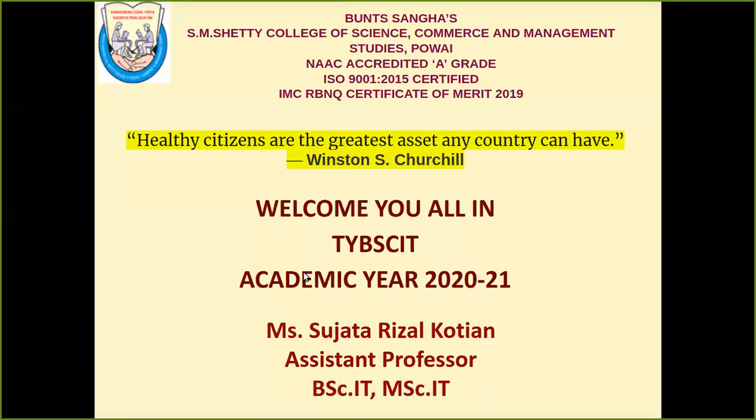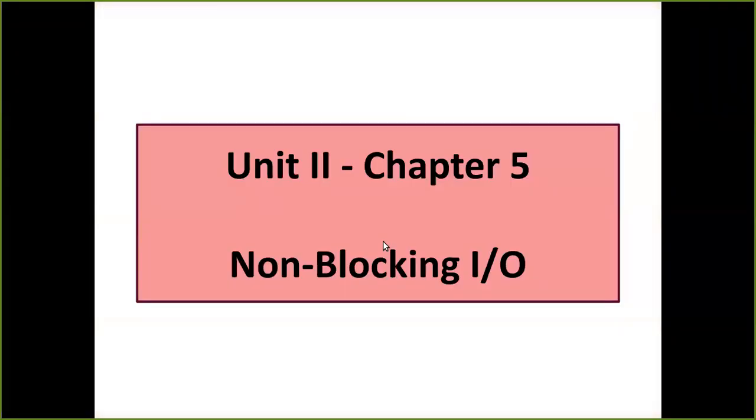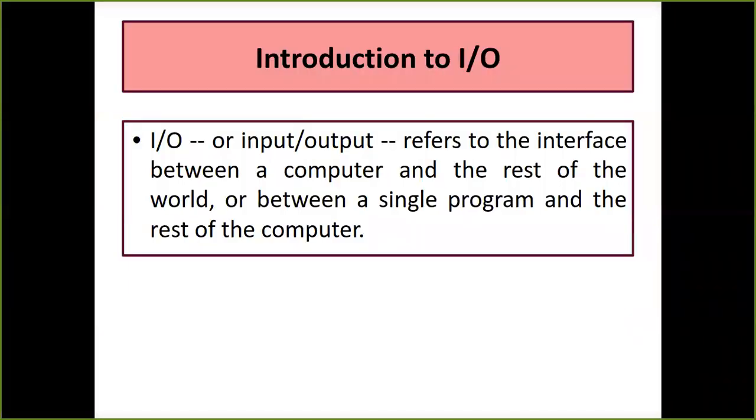This is basically the 5th chapter of your unit 2, so we are not doing the 4th chapter first; we will do it in the last, once we complete the 5th chapter. I'll just start with the chapter name, which is non-blocking IO. Now we'll start with the introduction first.